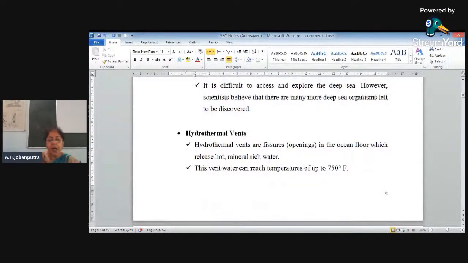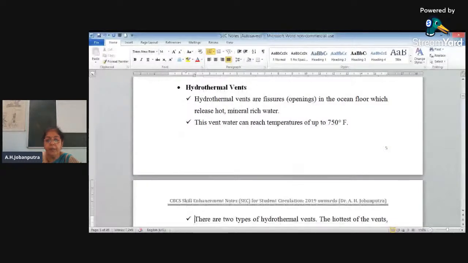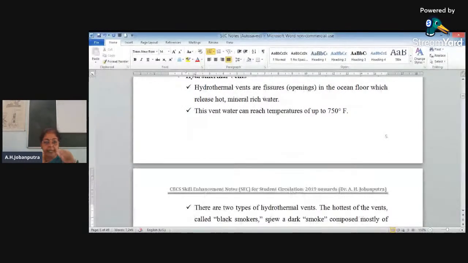So these hydrothermal vents are nothing but small fissures or openings in the floor of the ocean, and they release hot mineral rich water. Thermal indicates temperature, hydro means water. The temperature of this hot water reaches up to 750 degrees Fahrenheit.